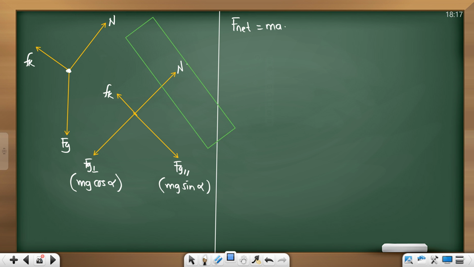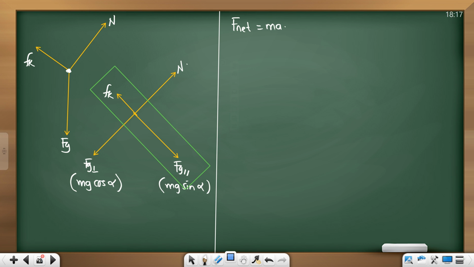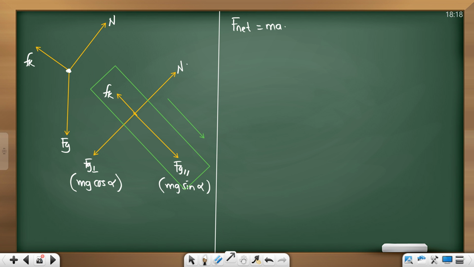I think it's actually this one, guys, because the object is moving horizontally. I hope we are all in agreement. So what do we know? We choose the direction of motion as positive, which is this.